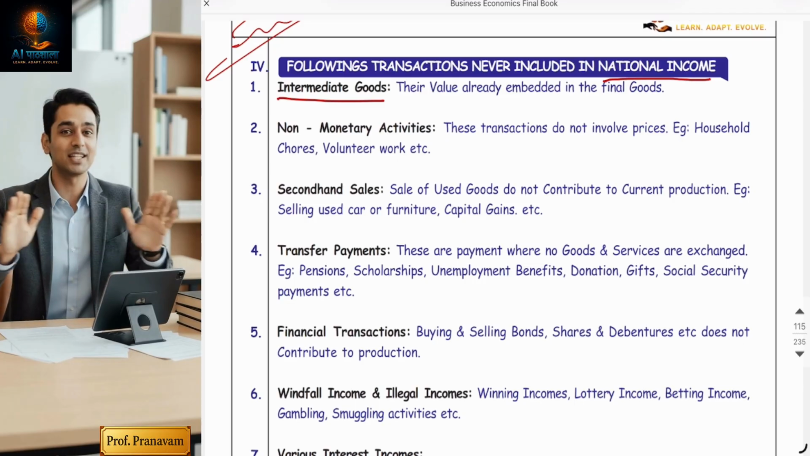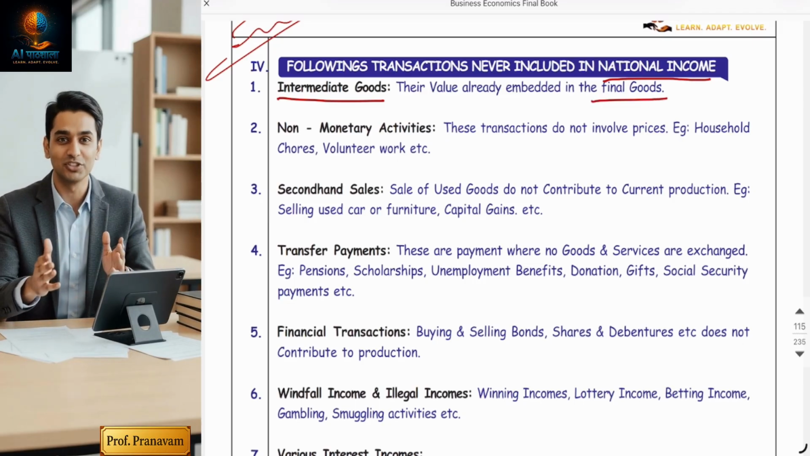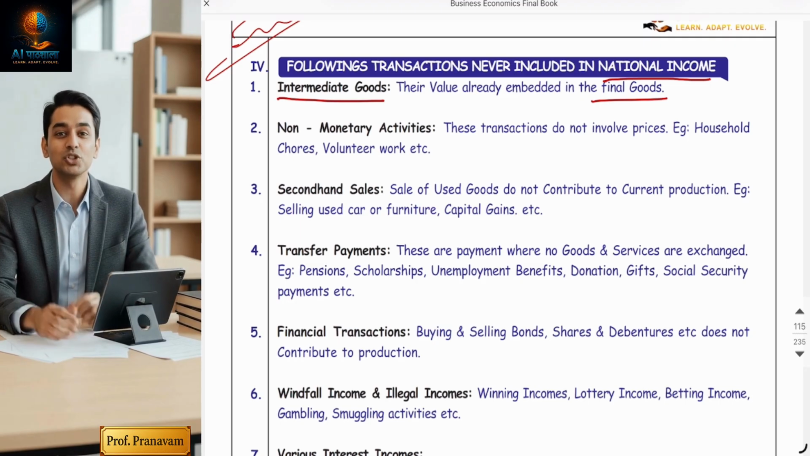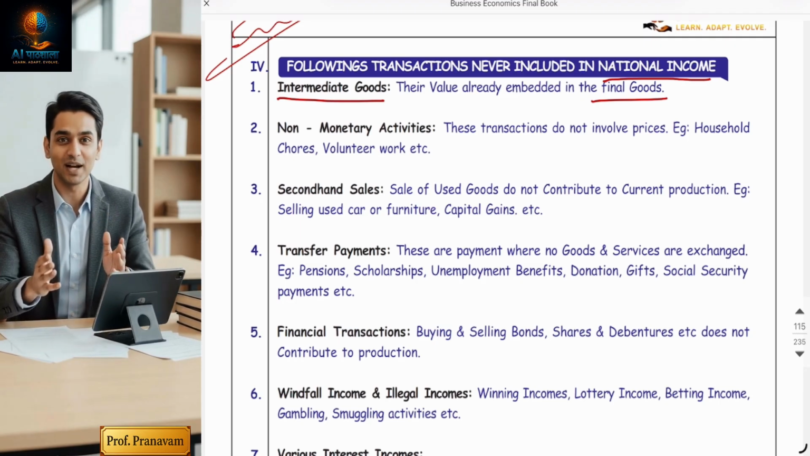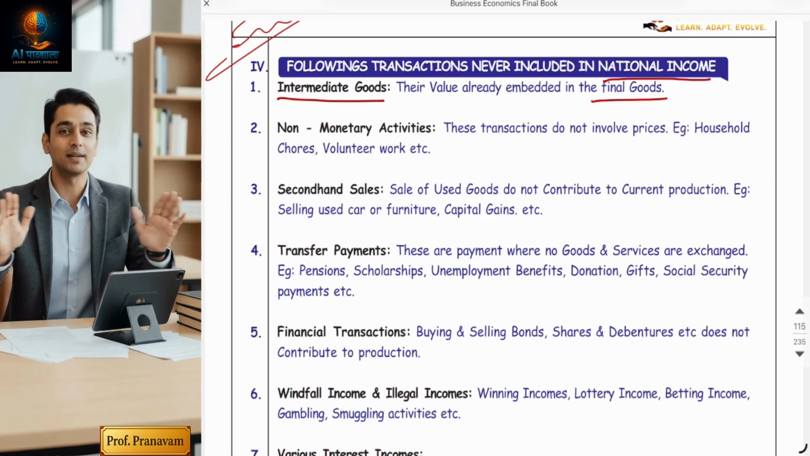First is intermediate goods. Guys, their value is already included in the final goods. So including them again may cause double counting. To avoid double counting, intermediate goods are always excluded.